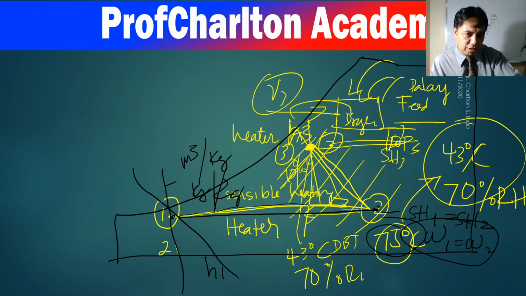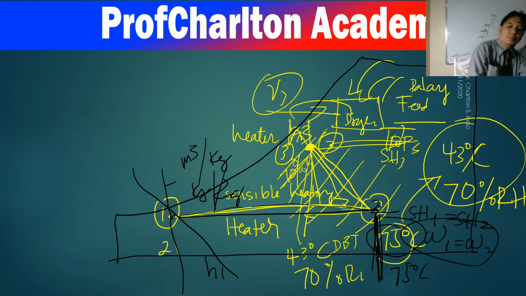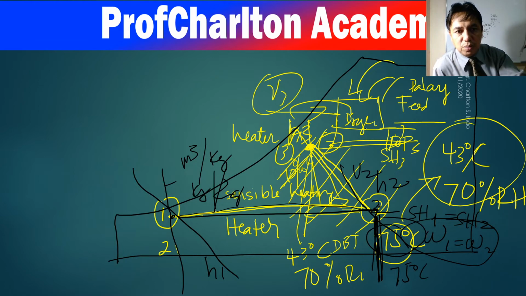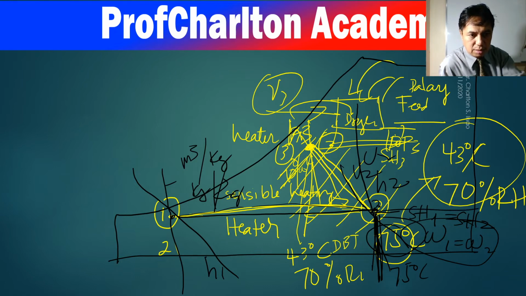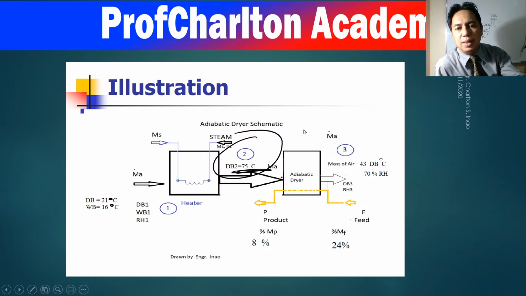What can you say? So specific humidity 2 is the same as specific humidity 1, and there's a vertical line here. We were able to get this. What's this? 75 degrees centigrade, dry bulb. So if you have a point with specific humidity and this, now you can have the H2. What else? V2, specific volume, and H2, okay? And you can also maybe get the dew point temperature at 2, or whatever parameters you can get from this point. Then I think we're done with number 2.